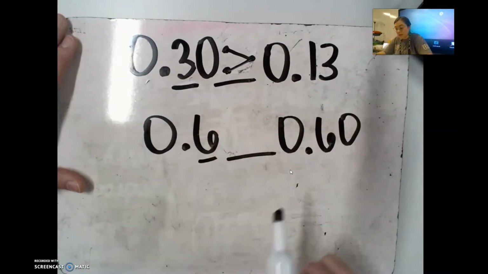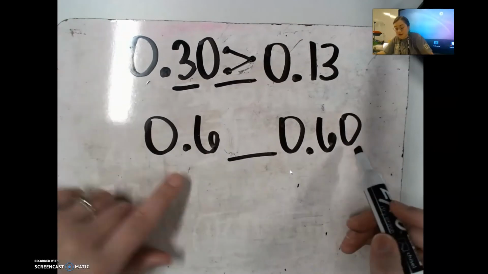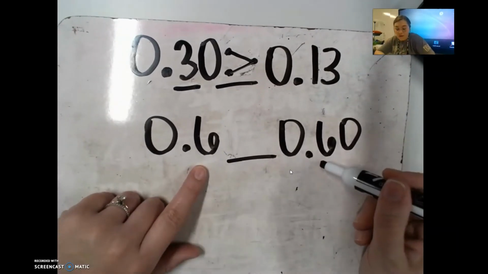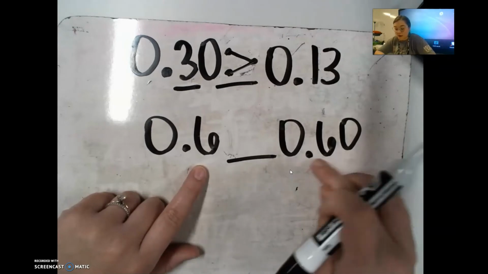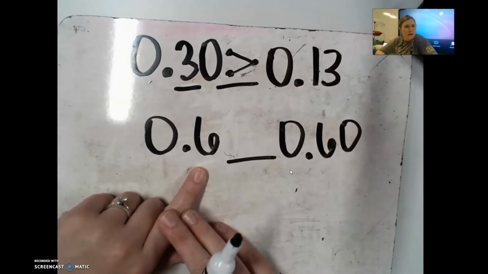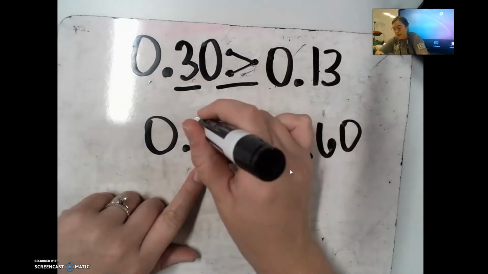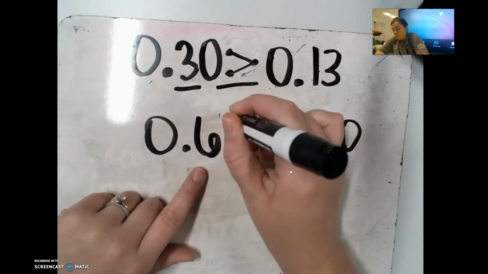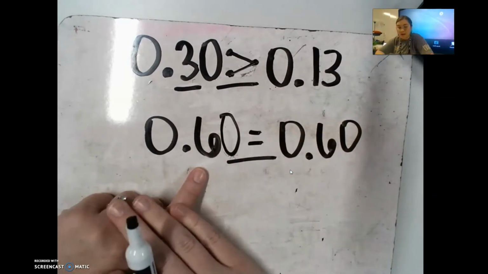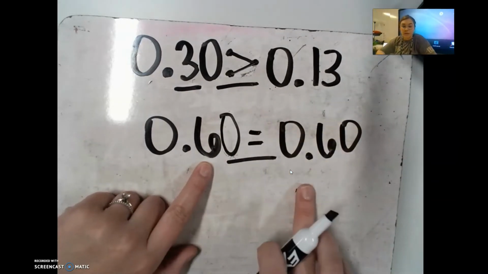0.6 or 6/10, that is the same as this. I can have a million zeros after this 6, and it would not change the value of it at all. I know, crazy, right? But that's how decimals work. It's not changing the value of it right now. So if I add my placeholder so I can get a visual, I know that they are equal to each other because they're exactly the same.